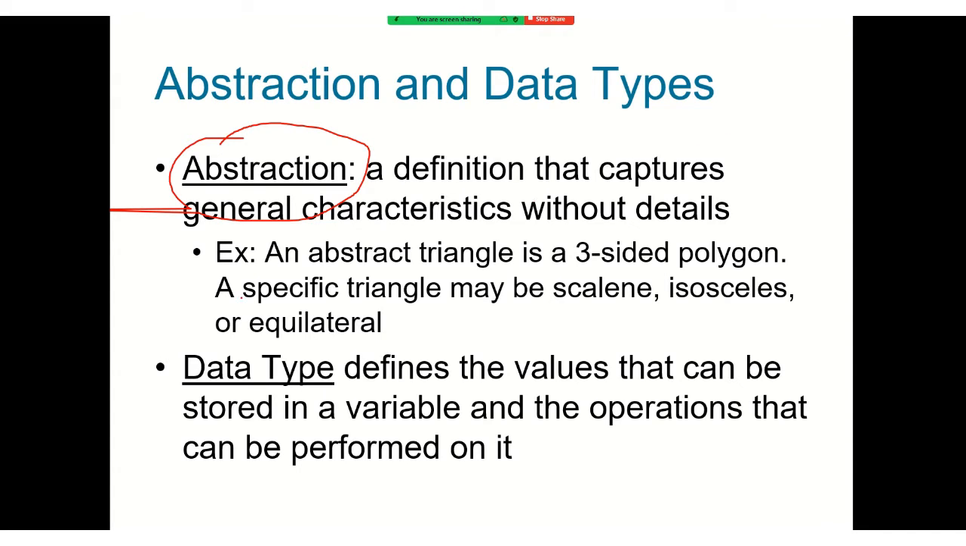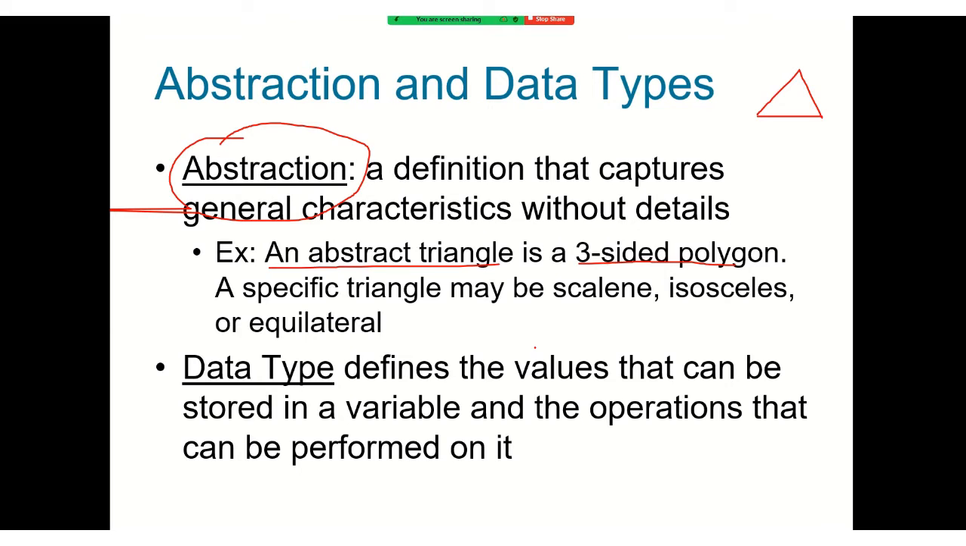So here, for example, abstract triangle is a three-sided polygon. So this is your abstract triangle. You don't say what type of triangle it is. You don't say what are the measurements of the different sides. You just say triangle. So triangle is an abstraction of a three-sided polygon.